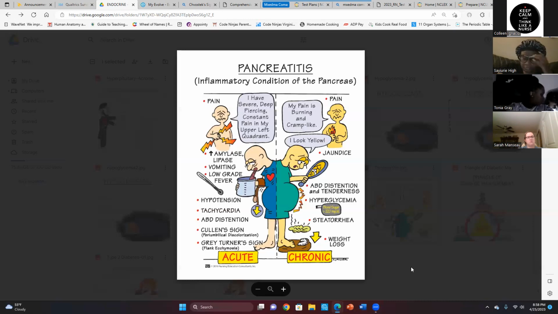Now, if you have a patient that has acute pancreatitis, this patient is NPO, nothing by mouth, because we know that that stomach, right, is a sack full of acid.